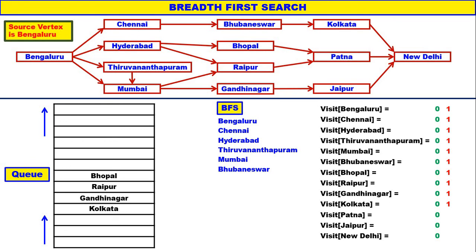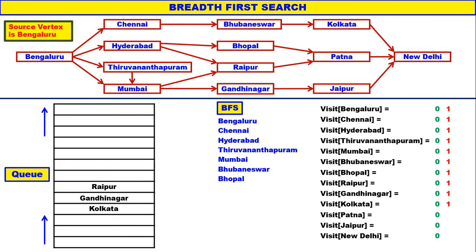Is the queue empty? No. Remove the front element of the queue. What is the front element of the queue? Bhopal. Yes, remove Bhopal, add it to BFS. Find out the adjacency nodes that are adjacent to Bhopal. Adjacent to Bhopal, you have Patna.